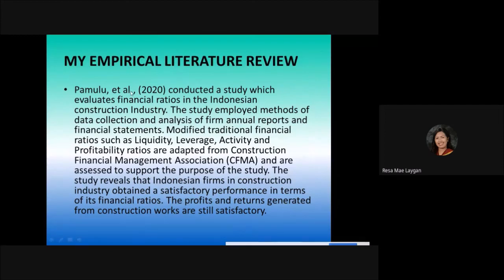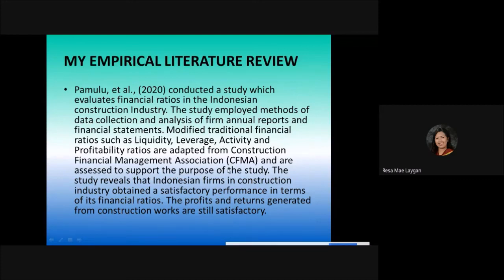Pamulka et al., 2020, this is the author with the year, conducted a study which evaluates financial ratios in the Indonesian construction industry. So this is the main purpose. The study employed methods of data collection and analysis of firm annual reports and financial statements. So this is already the method, and modified traditional financial ratios such as liquidity, leverage, activity, and profitability ratios are adopted from the Construction Financial Management Association and are assessed to support the purpose of the study. So these are the variables.